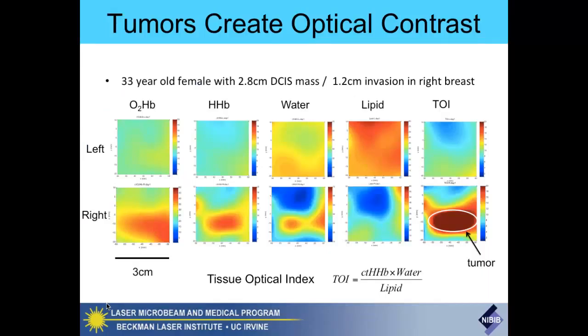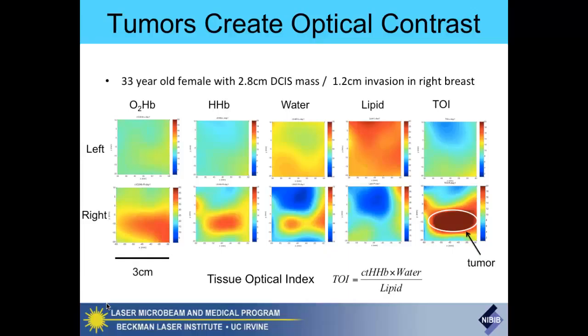So here's a young woman with about a 3 centimeter mass. And this is the left side without the tumor: oxyhemoglobin, deoxy, water, lipid, and then what we call a tissue optical index, which is where we've just combined deoxyhemoglobin and water, which go up in tumors, and lipid, which goes down. It goes in the denominator. So it's a high contrast index.